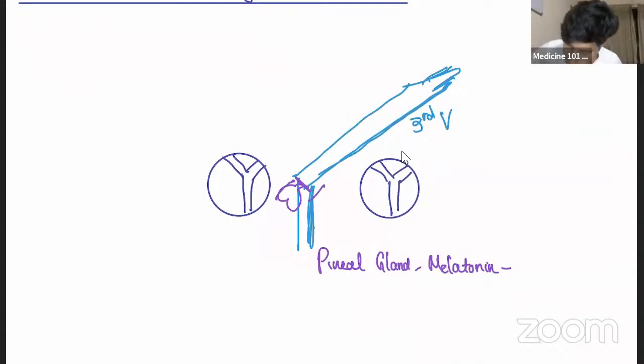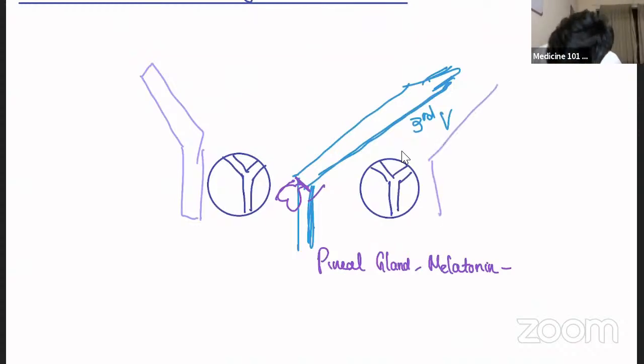Next, adjacent to this thalamus, you have the internal capsule. Okay. And the internal capsule has three parts.